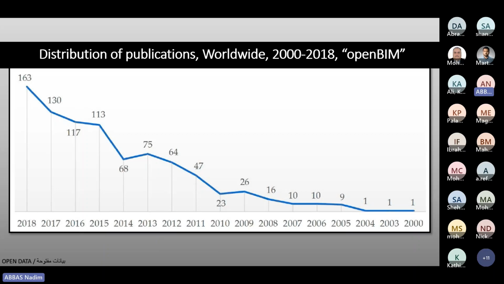you can see only one research paper was published about openBIM, but in recent years it reached up to 163 till 2018, and of course there is an increment till 2023. So people are more interested in openBIM now. Okay, now let's jump to the next slide.